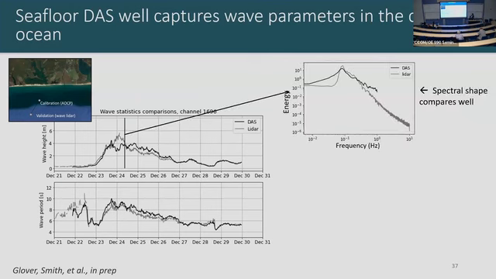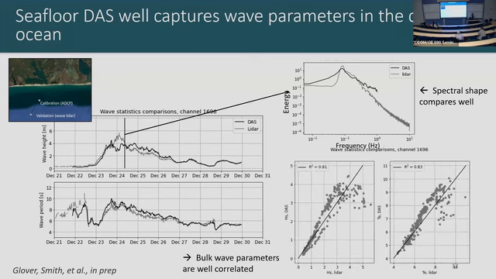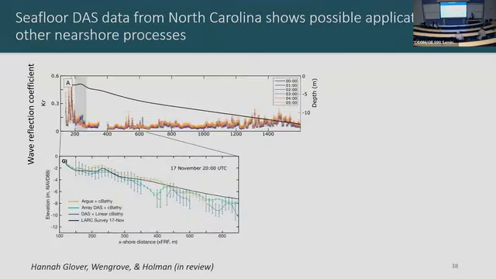The spectra also look pretty good. This is spectra just from that point in time where it captures the peak pretty well. There's a little bit of a difference in the higher frequencies, so there's definitely more room to improve the methods for calibration here. But in general, it's doing really well at capturing both the spatial and temporal changes in the wave climate. These are just correlation plots over 0.8 for both the wave height and the wave period, which is pretty good for a first try.